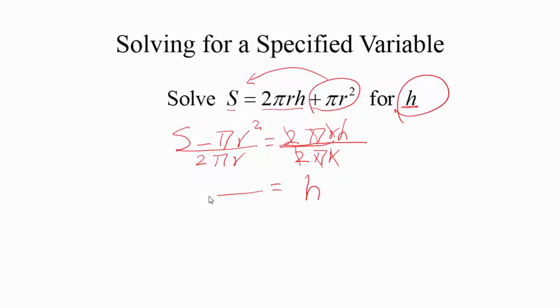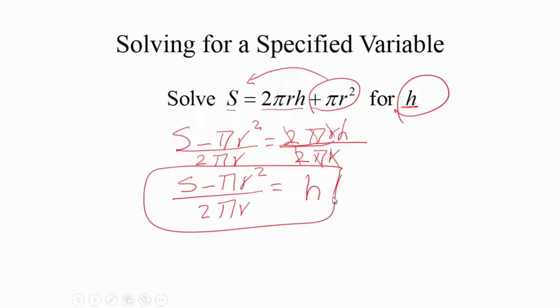So h would be equal to s minus pi r squared, over 2 pi r. You really cannot simplify too much from here. So that's the answer. You solve for h. You tell yourself that the only variable you have here is h, and everything else is treated as a constant.